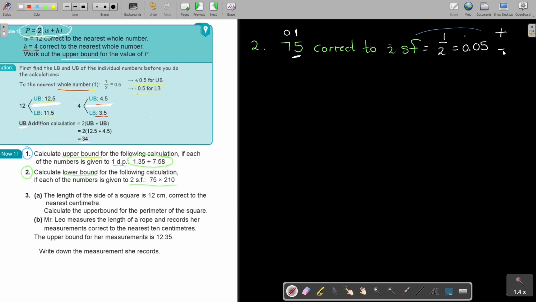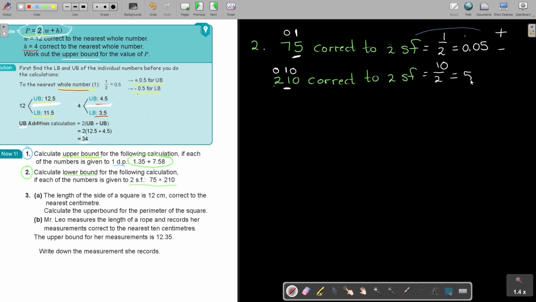Now 210. So 210, it's also correct to 2 significant figures. Again, let's work with that principle. So it's 1, 2. I put a line. I put a 0. I put a 1. And I put another 0. And what is standing there? There is standing 10 divided by 2.